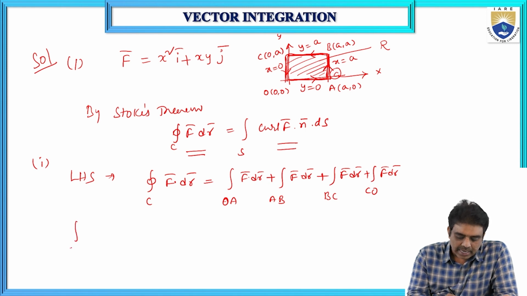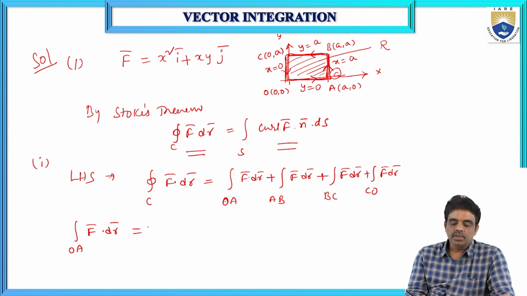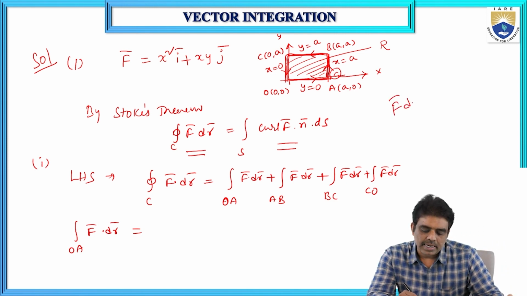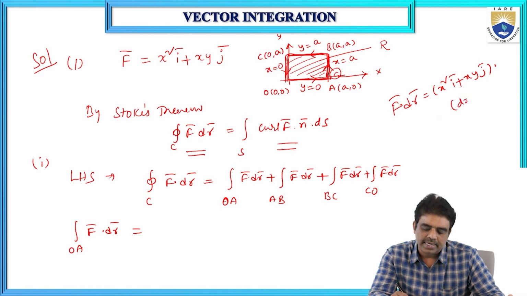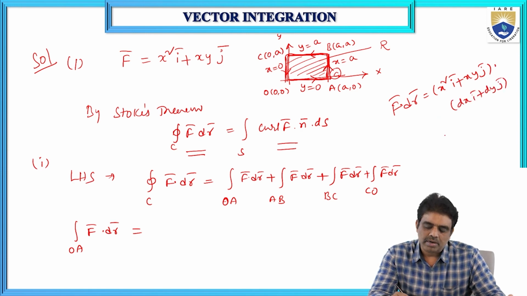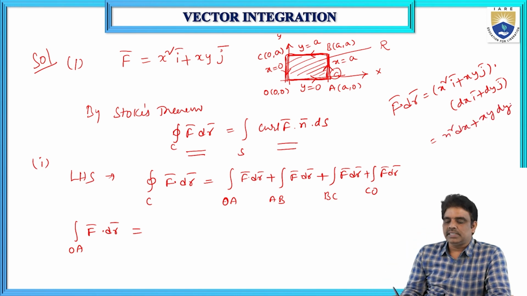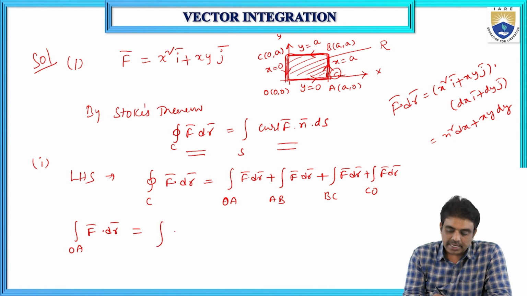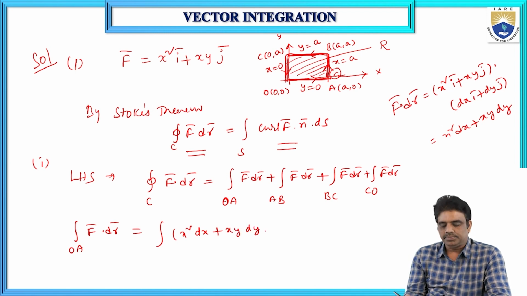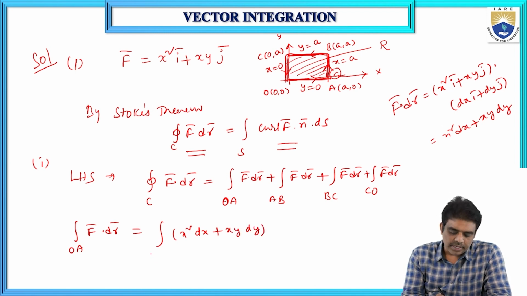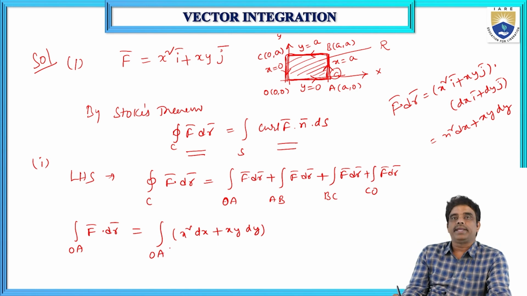So first one, the integral along OA of f bar dot dr bar. What is f bar dot dr bar? Here I will calculate f bar dot dr bar. F bar is x square i bar plus xy j bar, dot product with dx i bar plus dy j bar. That is x square dx plus xy dy. That is f bar dot dr bar. So the integral of x square dx plus xy dy along the curve OA.